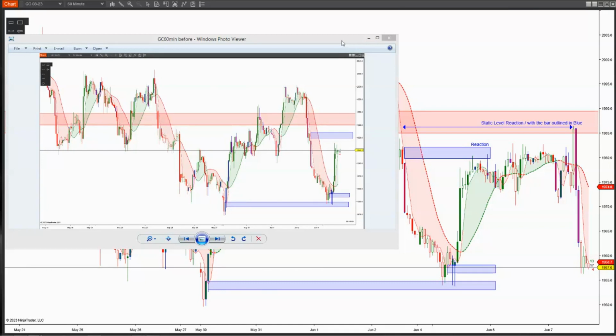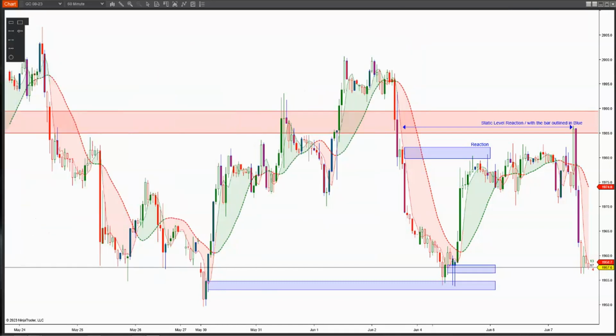So, this is what it looked like before, okay? And so this is where we're at. We got there, hit that reaction. Again, blue bar inside the static level, very powerful, just like we had the static level down here, this 55. Blue bar sitting down in there. The open of that second bar, there's the mid. They tested it, boom, turned around, went back up. And again, all of that information can be found in the trading guide section.